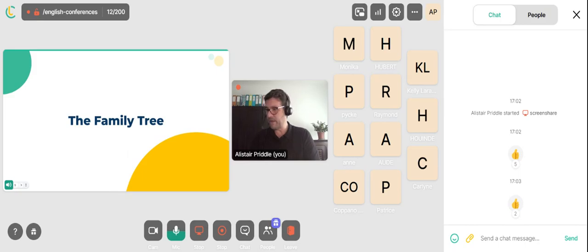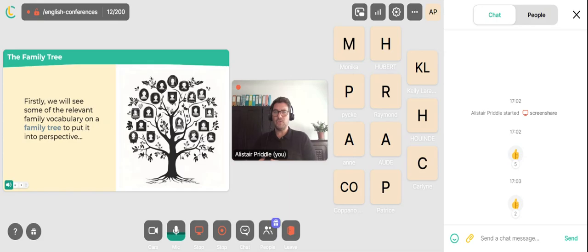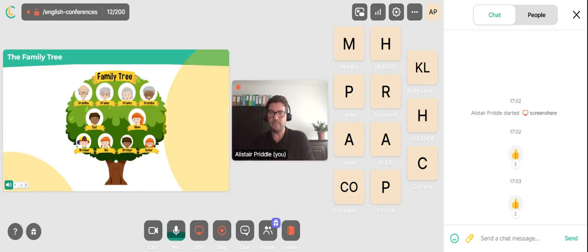So we're going to start with the family tree. The great thing about a family tree is it is a visual representation. It helps us with a clear understanding. So let's look at a simple family tree for close family. Firstly, we will see some of the relevant family vocabulary on a family tree to put it into perspective. So first of all, a close family.